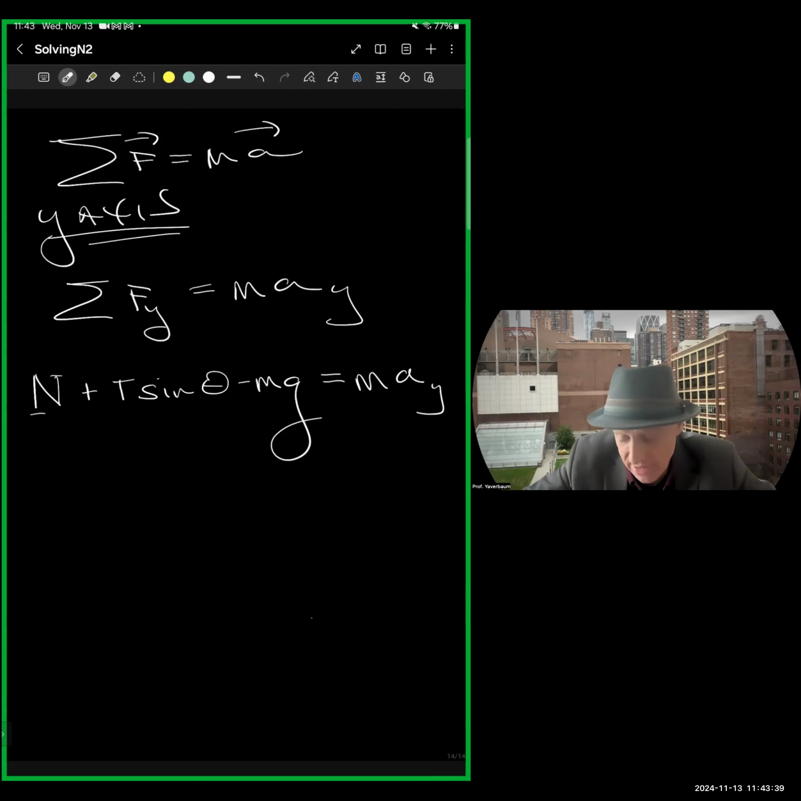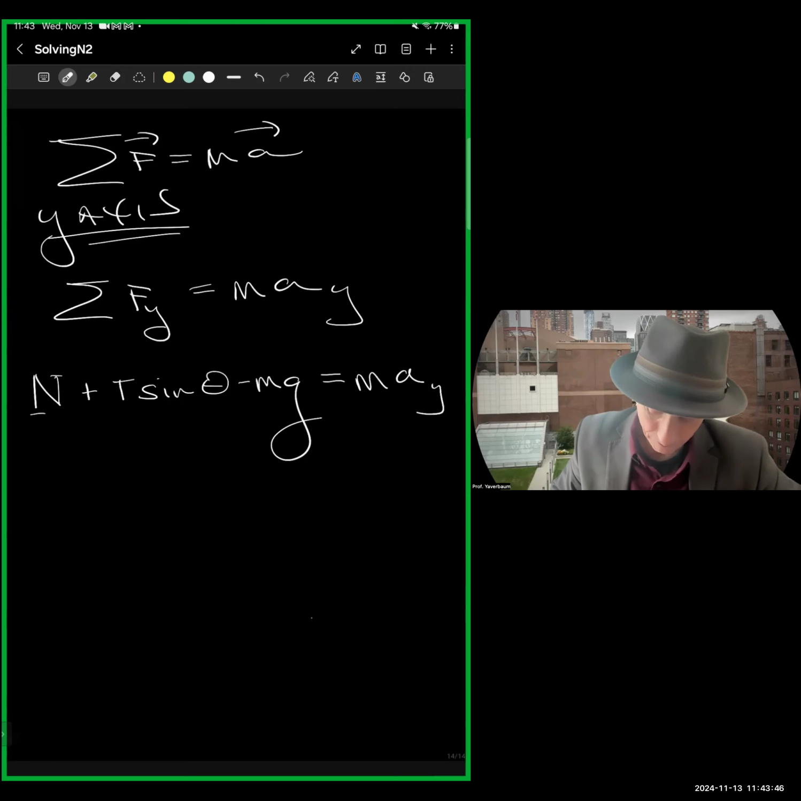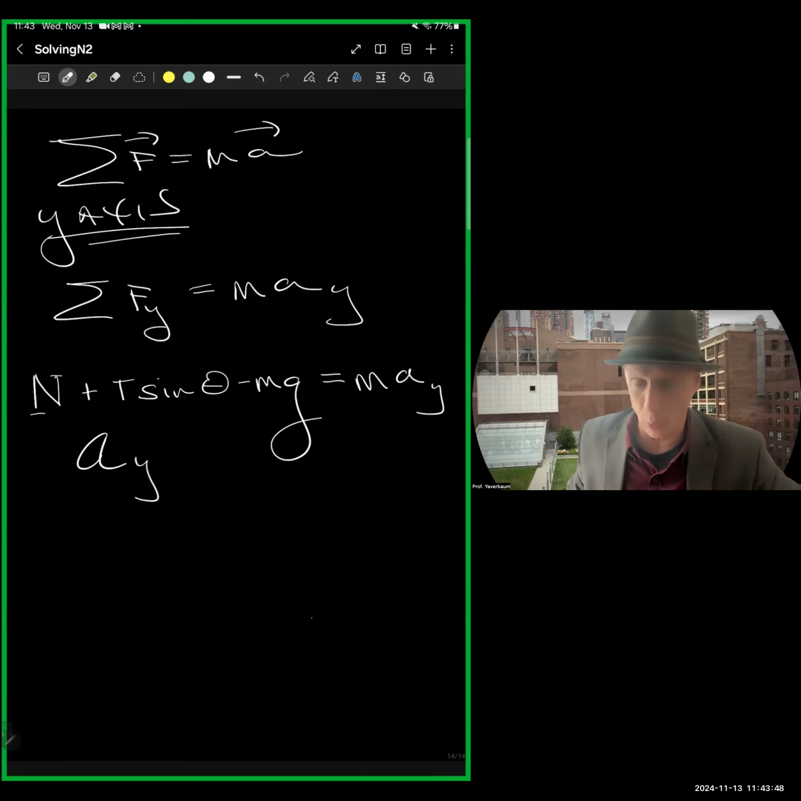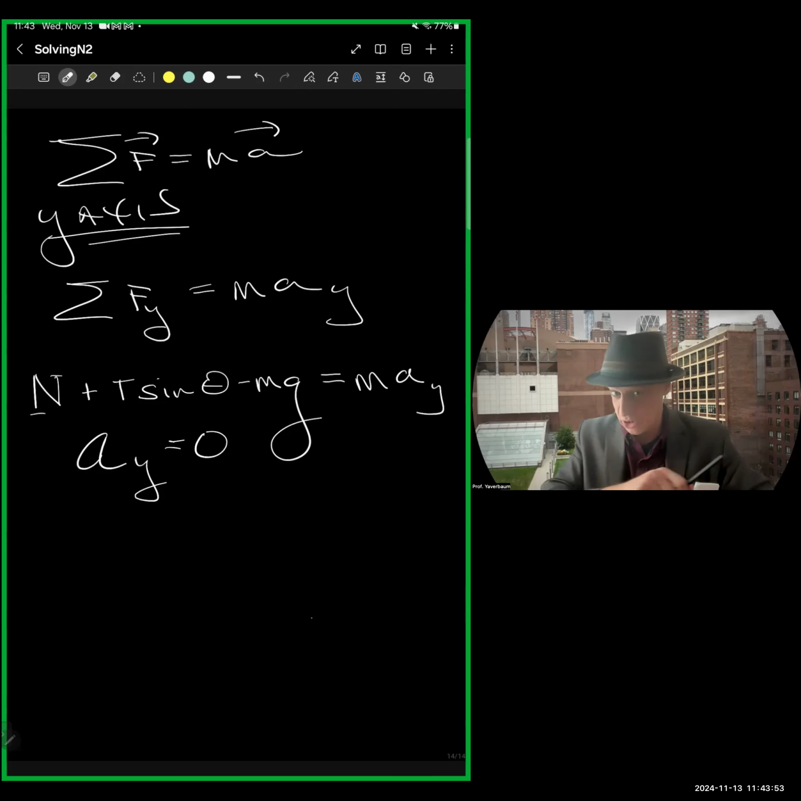So I've got N plus T sine theta minus mg equals may. I'm looking at the y-axis right now. What can I say about the y-axis? Well, in the y-axis, the acceleration is 0, right? This thing is just moving horizontally.